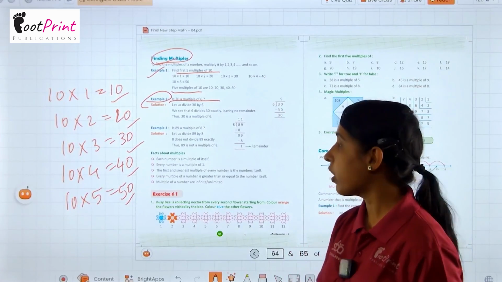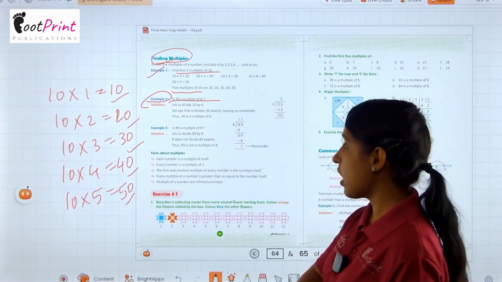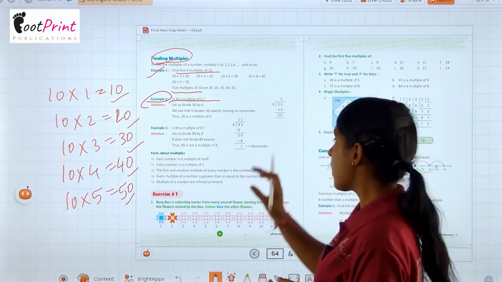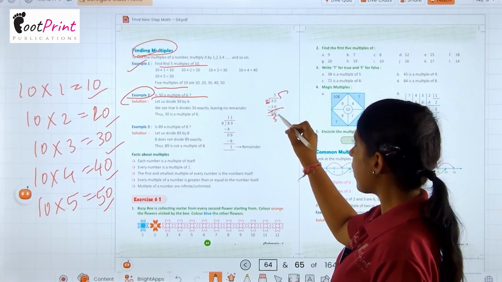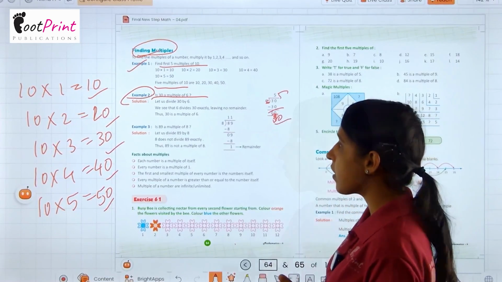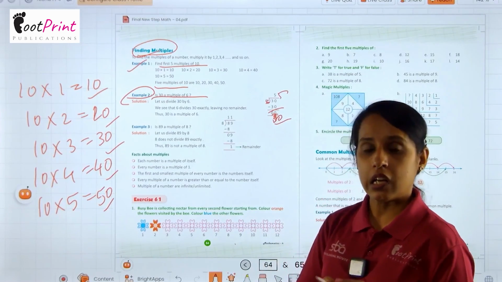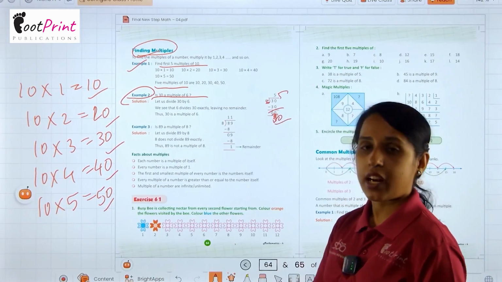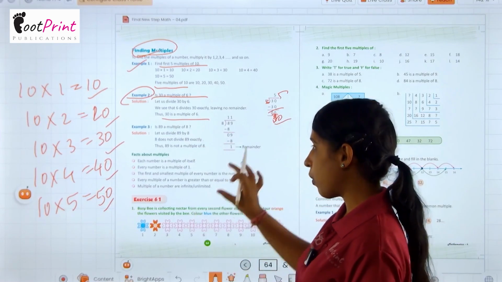So we have to find out कि जो 30 है वो 6 का multiple है कि नहीं. तो इसके लिए हमें क्या करना पड़ेगा? We will divide 30 by 6. So 6 5s are 30 and there is no remainder. It means we can say that 6 divides 30 exactly, leaving no remainder. It means 30 is a multiple of 6. की 30 क्या होगा? 6 का multiple होगा.